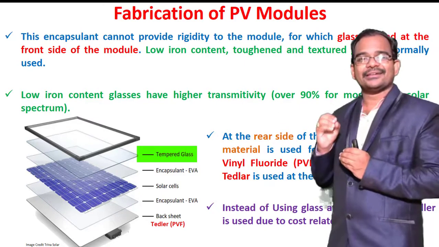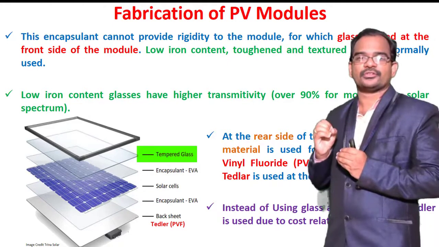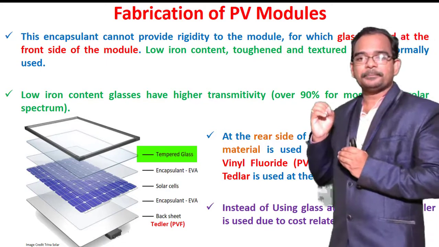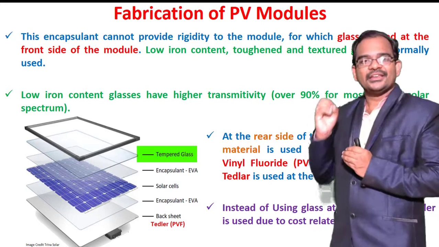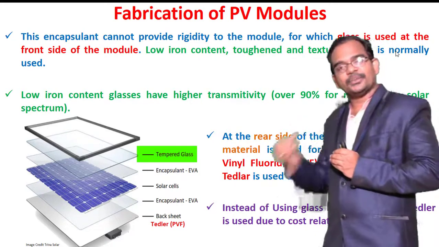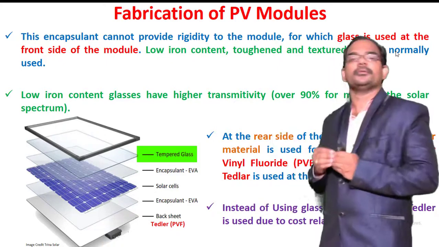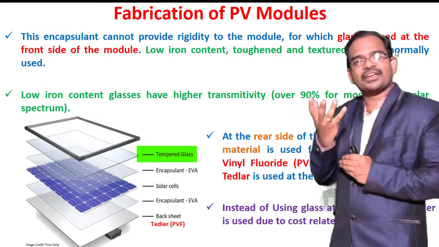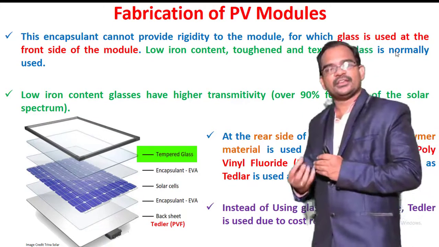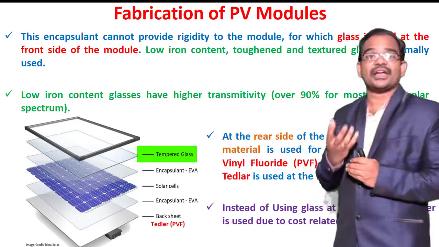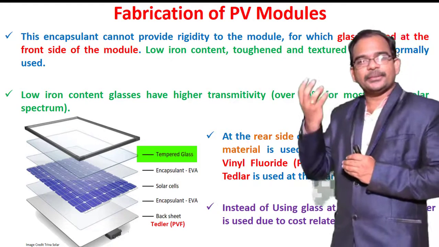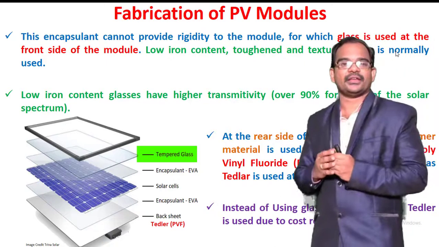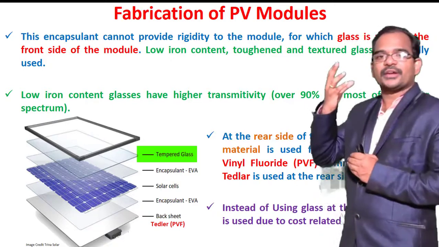These low iron content glasses are used because they have a higher transmittivity, that is, over 90% of the solar radiation spectrum they can transmit onto the PV modules. That is, when light first falls on a glass, the glass should have the capability of transmitting the complete solar radiation onto the module. So this glass is 90% efficient and can transfer 90% of the solar radiation spectrum onto the PV modules. And that is the reason why we use glass on the top side of a PV module.